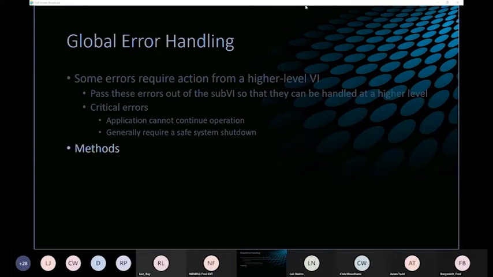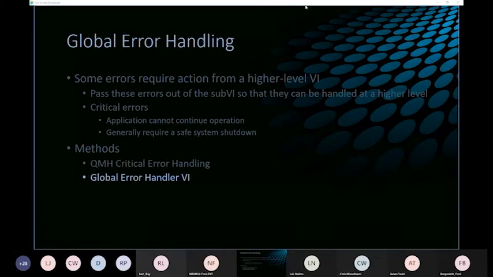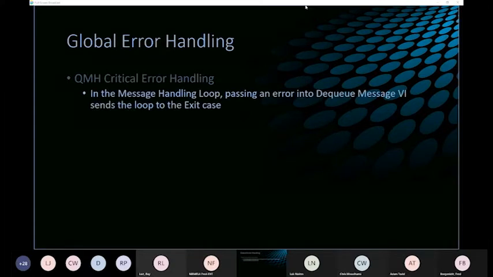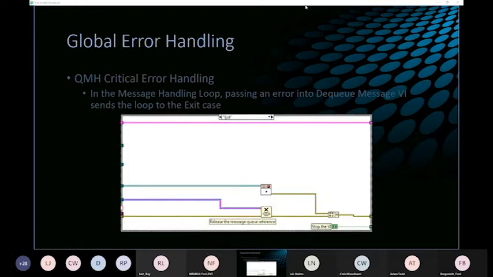Methods for global error handling are using the queued message handler, which has error handling built into it. You can create a global error handler VI, and you can use custom error codes as well. We're going to look at the critical error handling that's in the queued message handler. In that message handling loop, if an error comes into the DQ VI, it's going to send that loop to the exit case as shown here. So it's just going to drive the code through the exit case and shut everything down.